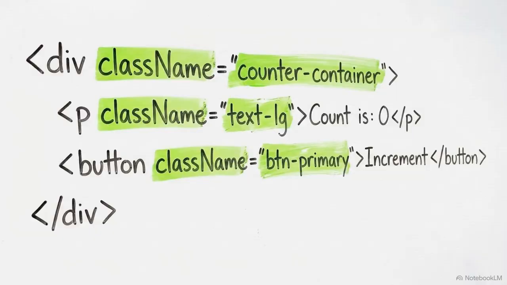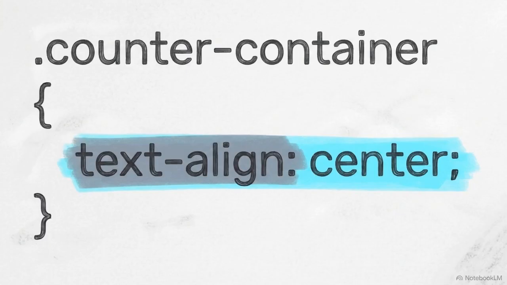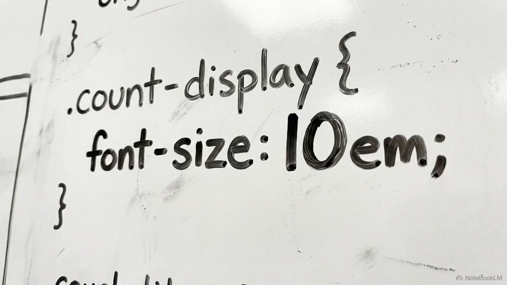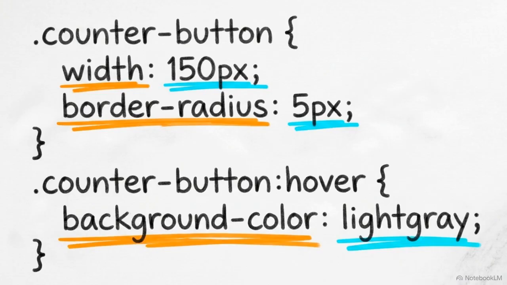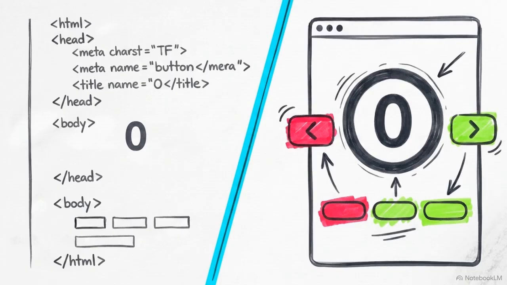Back in your JSX, add a specific class name attribute to your container, your paragraph tag, and each of your 3 buttons. Switch over to your CSS style sheet. We will center the text alignment on the container, increase the paragraph font size to display a massive number, and assign fixed pixel dimensions, rounded borders, and a darker hover state to our buttons. The moment you save that CSS file, the browser preview updates, converting our raw HTML structure into the polished, modern application we started with.